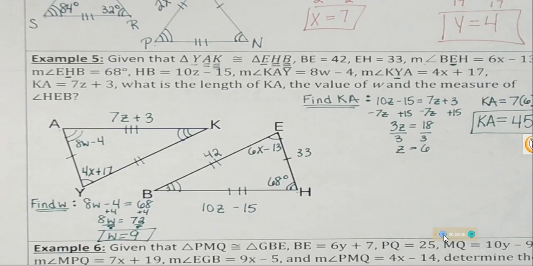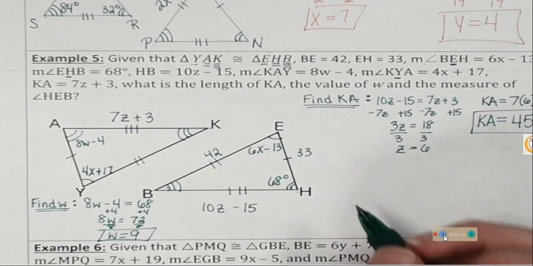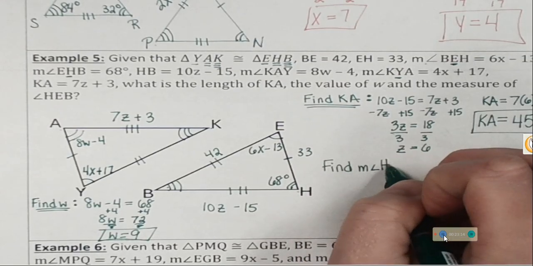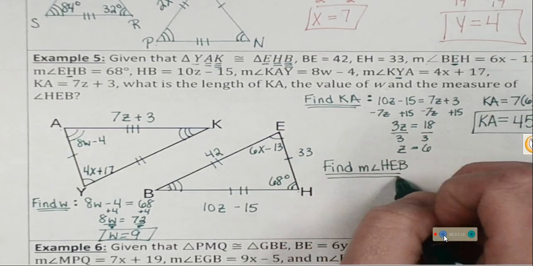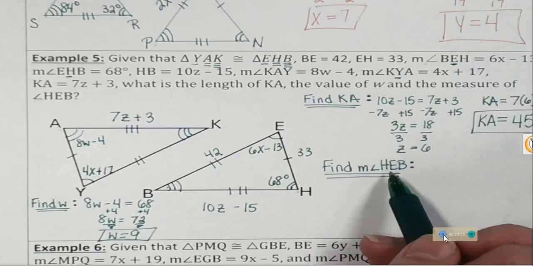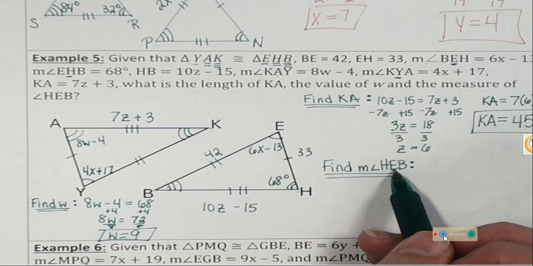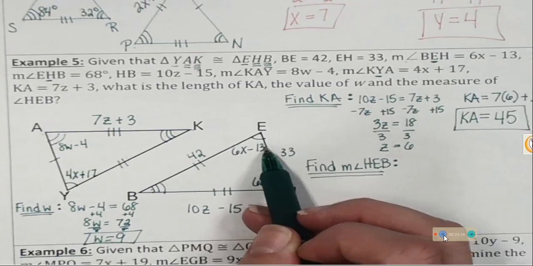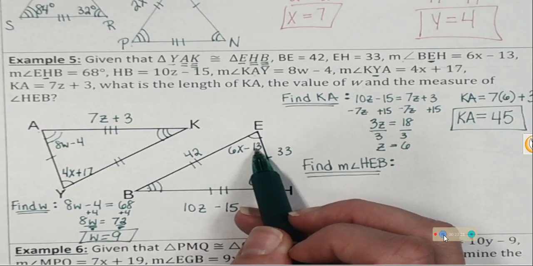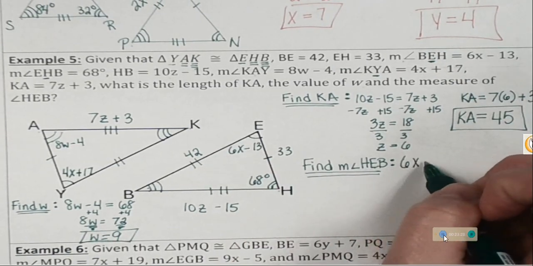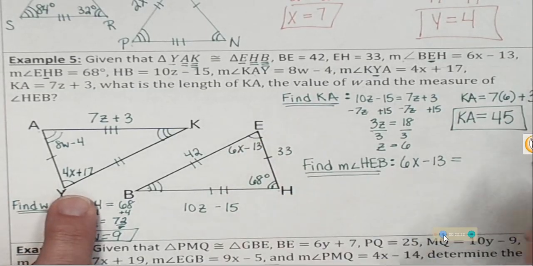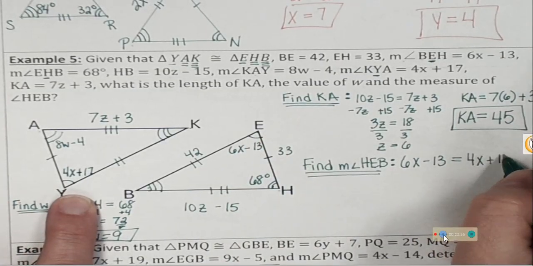You found it. All right, the last thing I asked you to find on example 5 is the measure of angle HEB. So the first thing I would do is go locate HEB, which is going to be the vertex at E. E is 6x minus 13. I need you to figure out what x is. Well, if you take 6x minus 13, E is equal to Y, which happens to be 4x plus 17.